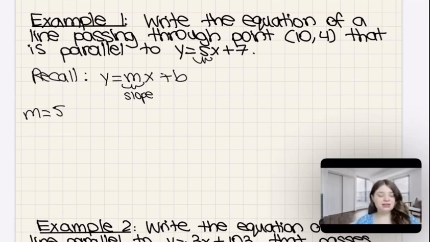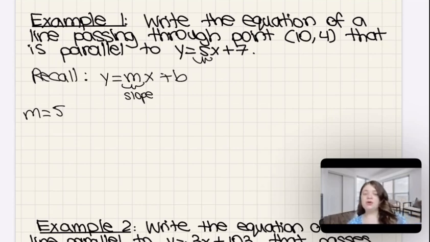And because these lines are parallel, right? When I say these lines, I mean the line y equals 5x plus 7 and the line that we're supposed to write the equation for are parallel. That means they both have the same slope. So the equation of our line must have this same slope as well. Otherwise, they wouldn't be parallel.